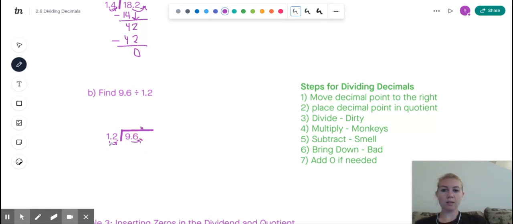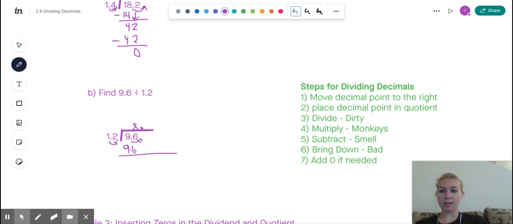So let's see. 9 divided by 12, well, we can't do that. So 96 divided by 12. How many times does 12 go into 96? That would be 8 times. And then we multiply. 8 times 12 is 96.